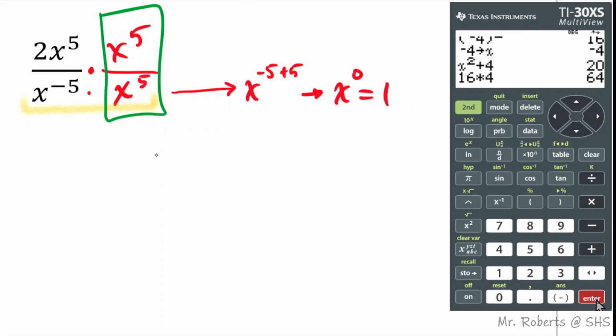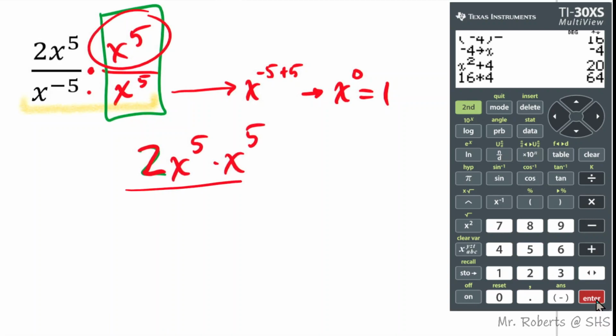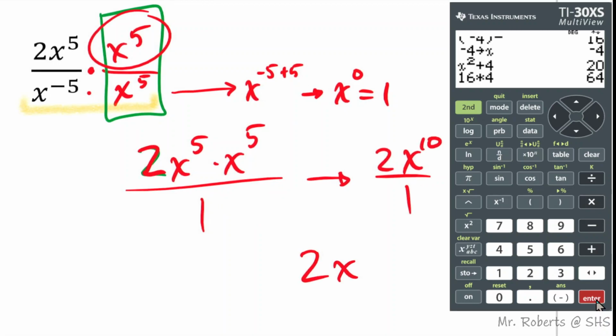In the numerator, what do I have? I now have 2x to the fifth times a new x to the fifth, that's this x to the fifth. And as we said, in our denominator we just have the number 1. We can simplify this. This whole thing is nothing more than 2x to the 10th power over 1. So 2x to the 10th power is the simplified version of this expression.